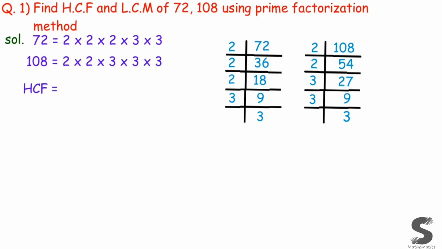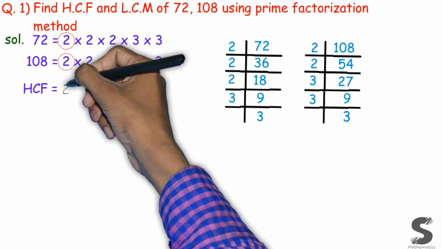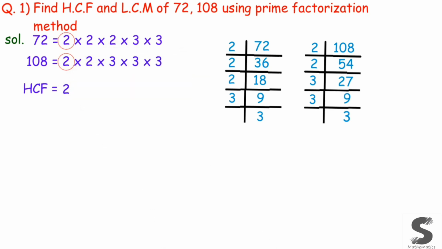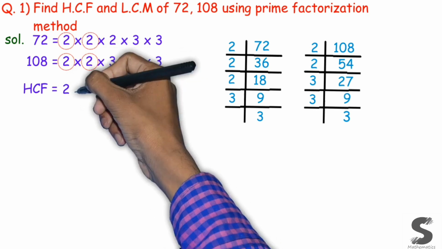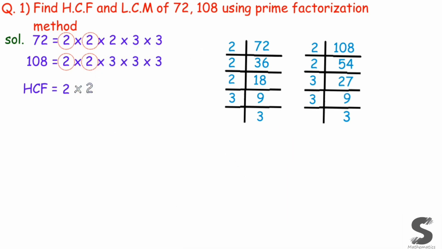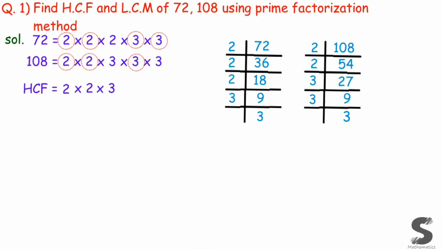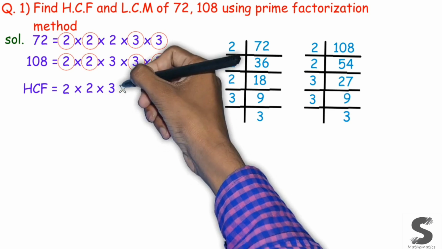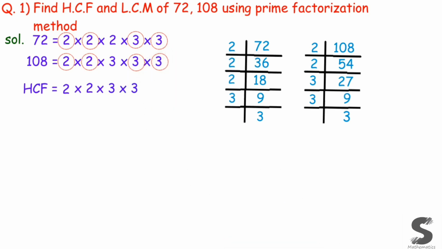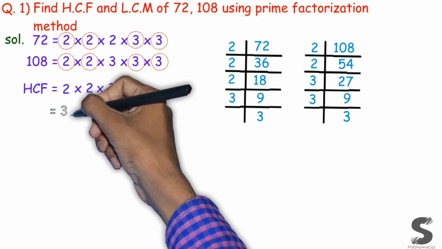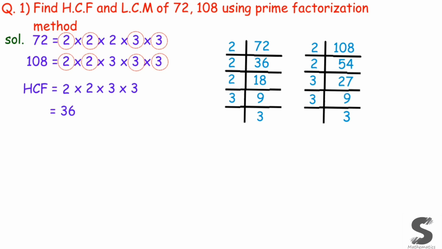So we have 2 in both numbers, and there is another 2 also common in both numbers, and there is 3 in common in both numbers, and finally there is another 3 in common in both numbers. So multiplying these 4 numbers we will get HCF, that is 2 2s are 4, 4 3s are 12 and 12 3s are 36 is the HCF.